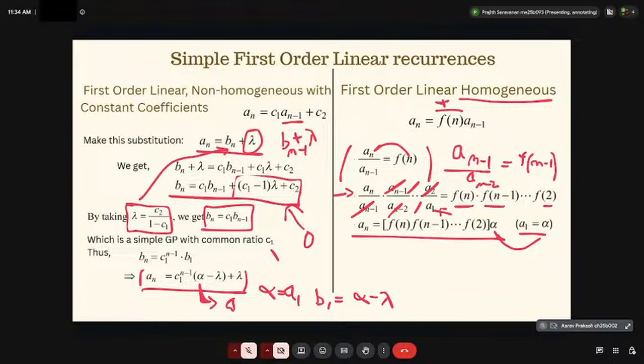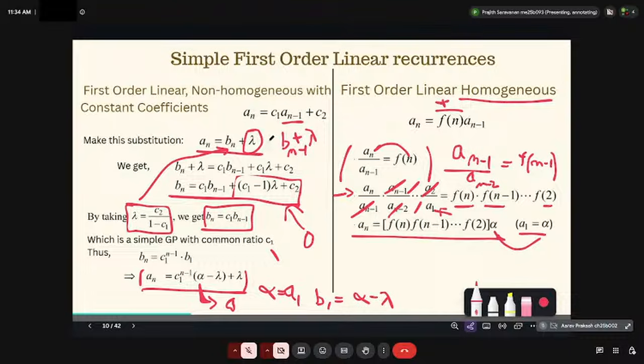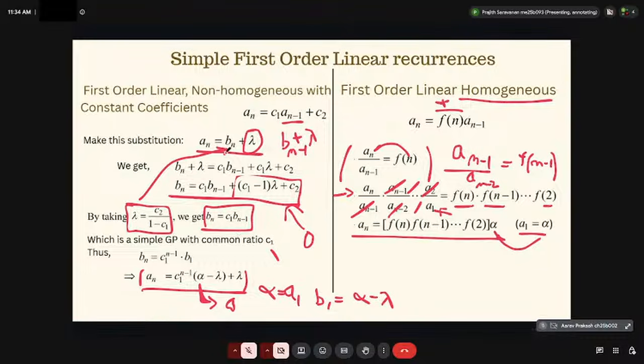Yeah, someone has asked how we'll replace lambda. So lambda, that's the whole point of this method. By substituting bn plus lambda, we can enforce that this part of it is zero. We are forcing it to be zero. By ensuring it is zero, we'll get a GP, which is easier to solve. So by forcing this to be zero, we can solve for lambda.